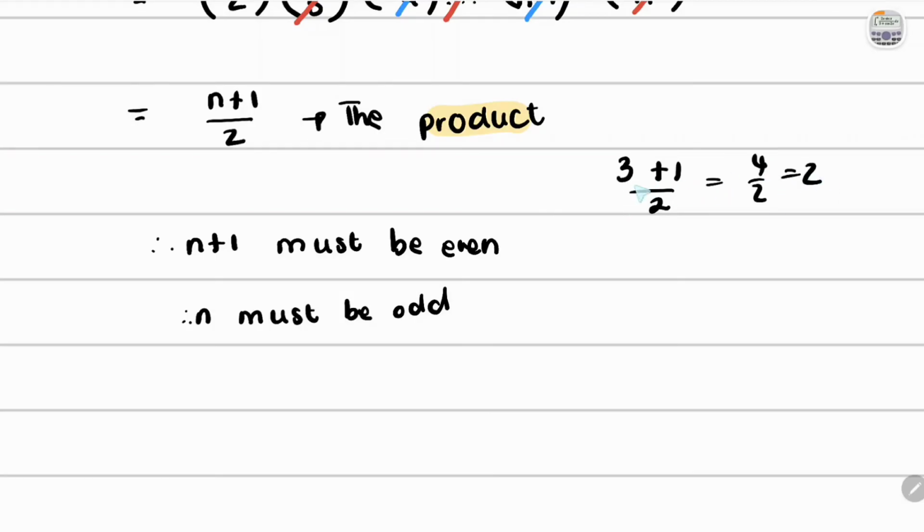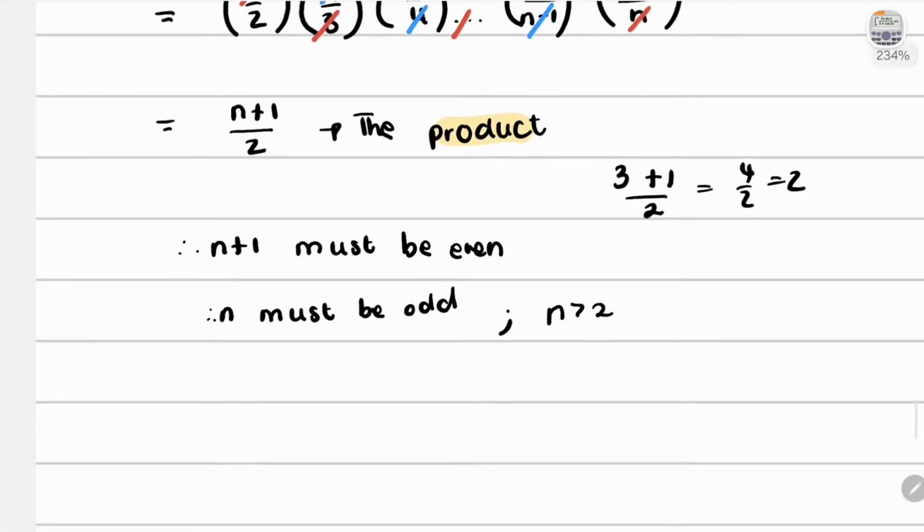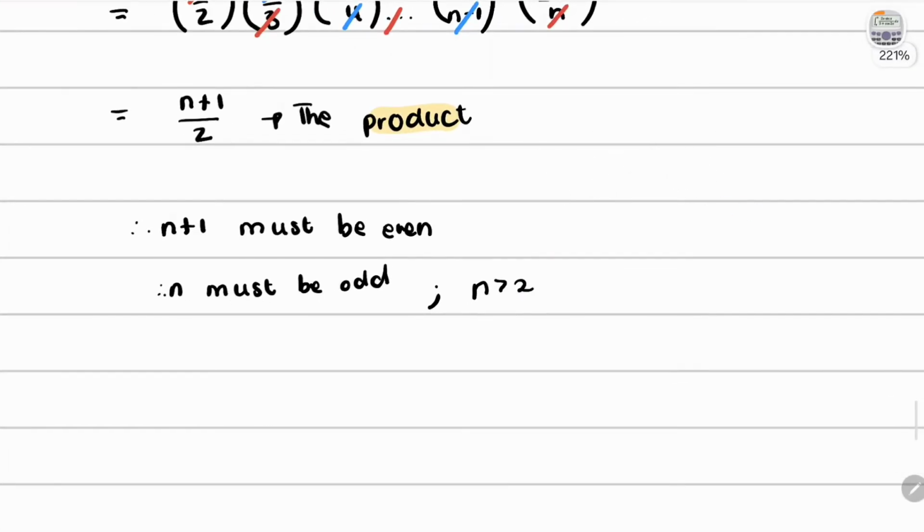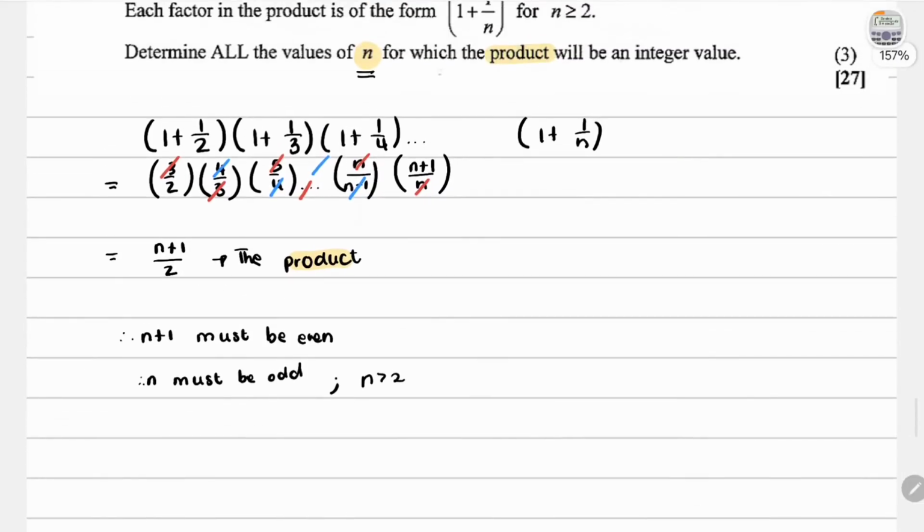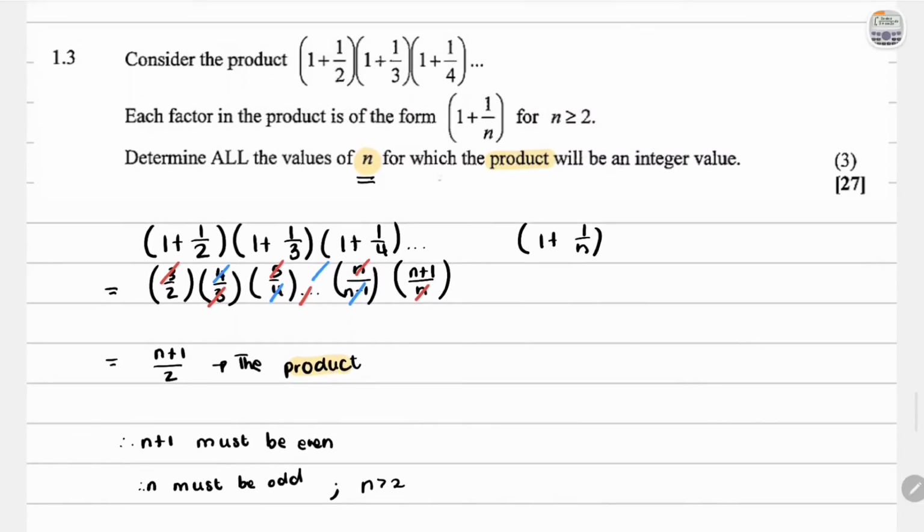And also remember, n specifically has to be odd. So it's contradicting to say that n should somehow be equal to 2. So it can't be greater than or equal to 2. Rather, it's just going to be greater than 2, since no negative values are considered here. So as long as n is odd, where all the n values are greater than 2, then the product will always be an integer value. And that is the answer to that question.